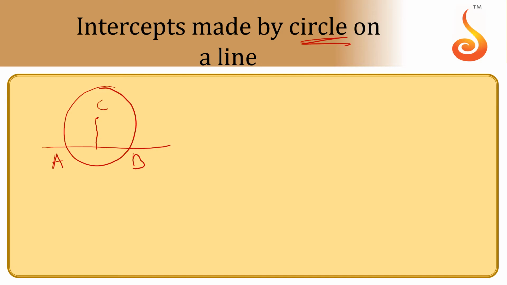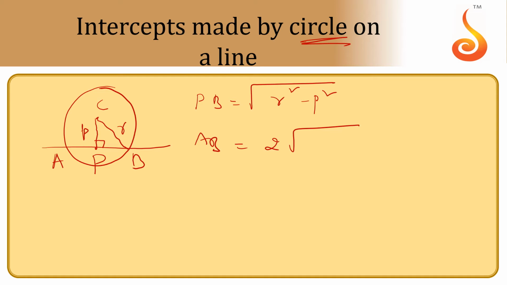Suppose you draw a perpendicular on the chord AB, let us say CP. It bisects the chord, and CB will be the radius of the circle. Let p be the perpendicular distance. Then PB will be, by Pythagoras theorem, root of r square minus p square. Then AB will be equal to 2 root r square minus p square. So this is the way you can find the length of the chord, that is the intercept made by a circle on a line. But in general, if it is any curve, we can use the algebra procedure.